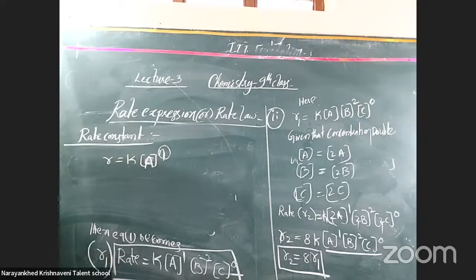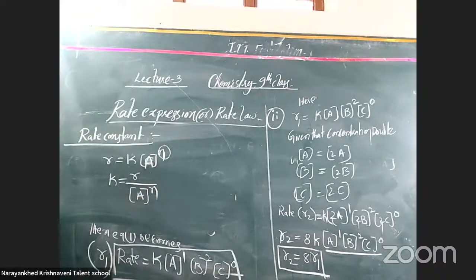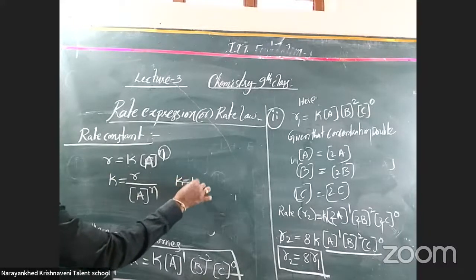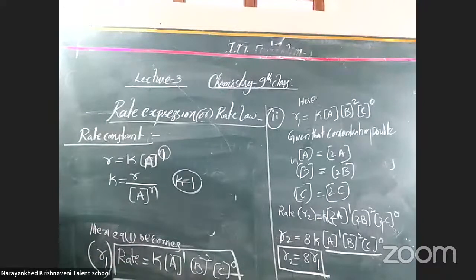Now K is the ratio of rate of reaction by concentration. Simply, rate of reaction by concentration. When K becomes 1, R is equal to 1 and the order becomes 0, at the power of n it becomes 0. At that time we get the K value.